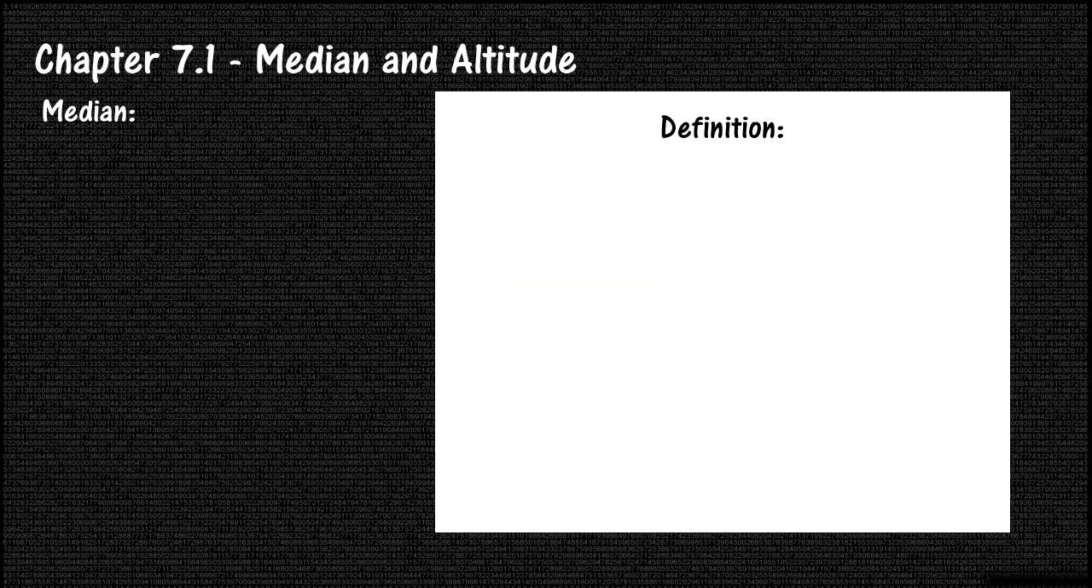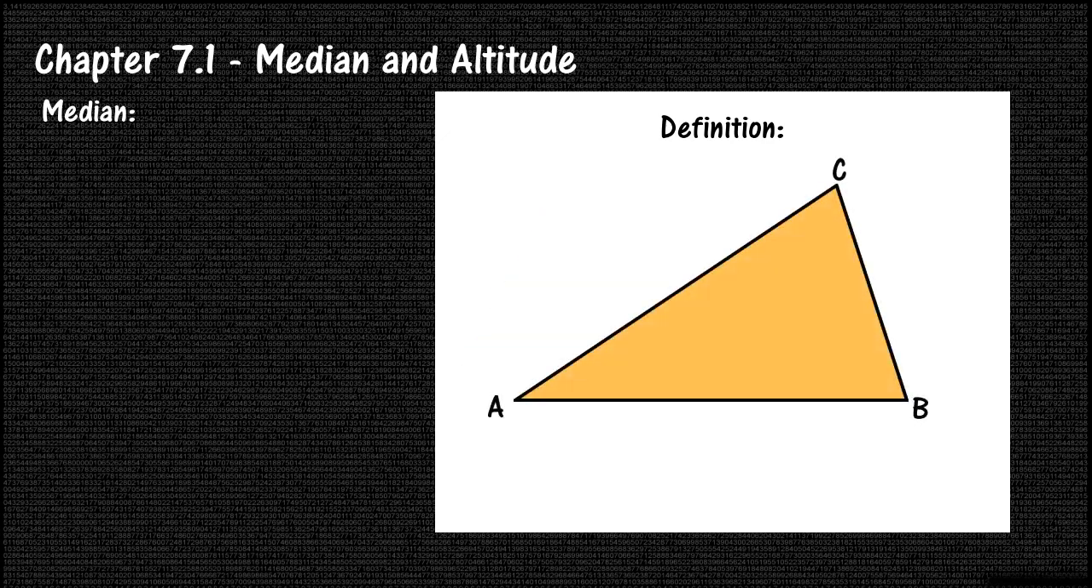To draw a median, you first need to find the middle of a side. Then draw a line from the middle to the opposite vertex. So this is the median from vertex C. When you've drawn a median, don't forget to add the necessary symbols. As point M is in the middle of side AB, we add these equal signs on the side.